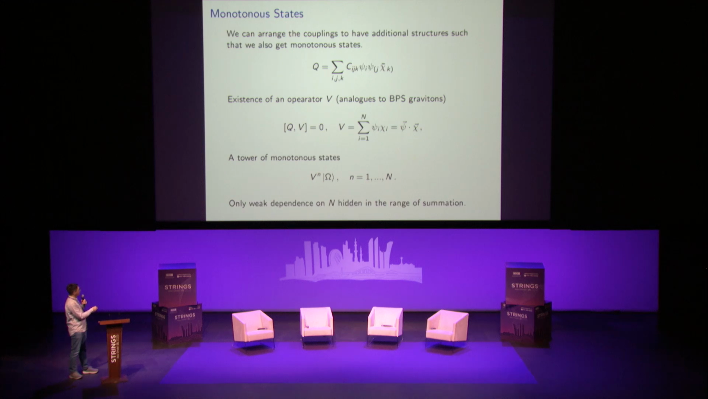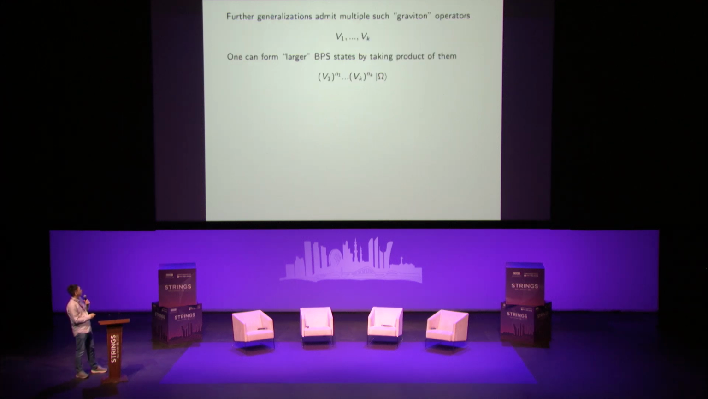And what is this V? This V is simply a fermion bilinear operator, psi chi with the index contracted. Once you have this operator, you can then construct a tower of monotone states by acting with this operator V several times on the Fock vacuum. In our paper, we discuss why these states are monotone, but here let me just emphasize the intuition. The intuition is that these states only depend very weakly on N. The only dependence on N is essentially hidden under this range of summation from 1 to N. If you ignore that, then these states do not depend on N. That's the intuition for why they are monotone.